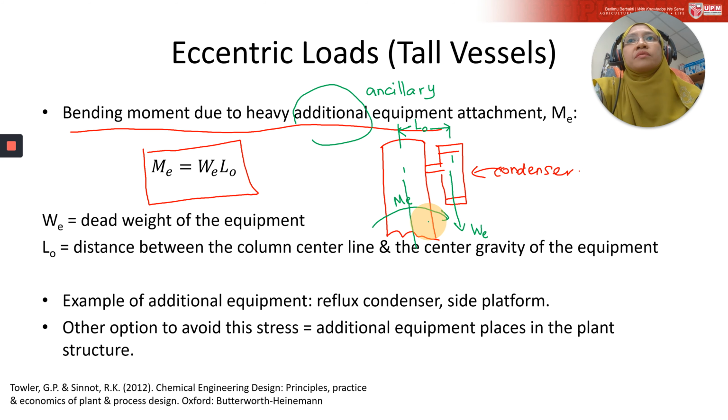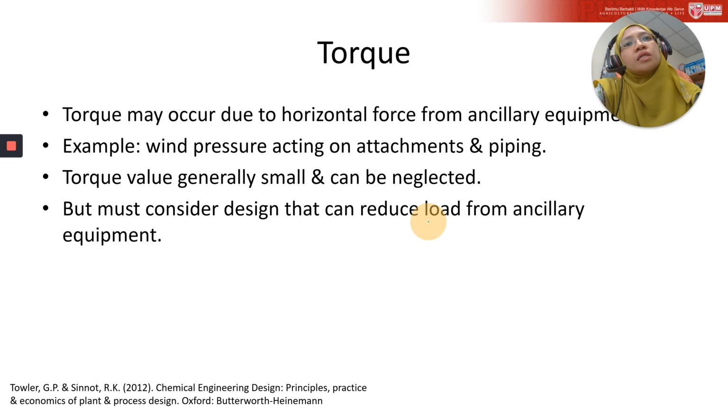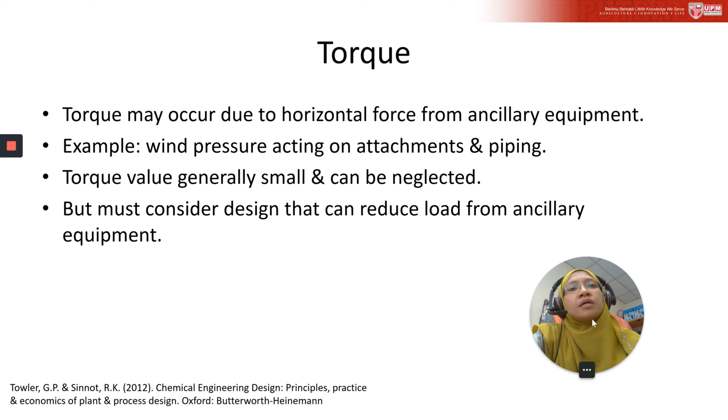Then for torque, torque may occur due to horizontal force from ancillary equipment, from additional equipment. For example, when wind pressure acts on attachments and piping, the wind pressure pushes the equipment attached to the columns or to the tall vessel or piping. Generally torque is small and can be neglected, but you must remember that whenever you design, you must consider a design that can reduce the load from ancillary equipment.